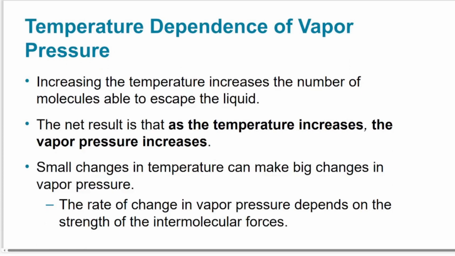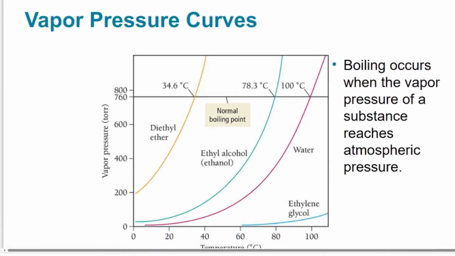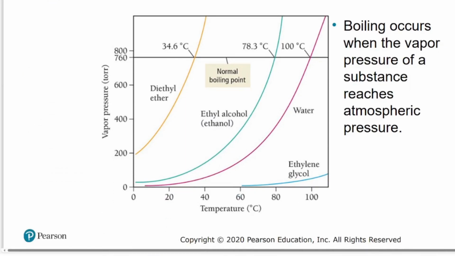Like we mentioned earlier, vapor pressure and evaporation is dependent on temperature. As the temperature increases, the vapor pressure also increases. We see here a vapor pressure curve where we have the boiling point demonstrated at normal atmospheric pressure as a line here. And we see 4 different substances: diethyl ether, ethyl alcohol, water, and ethylene glycol.